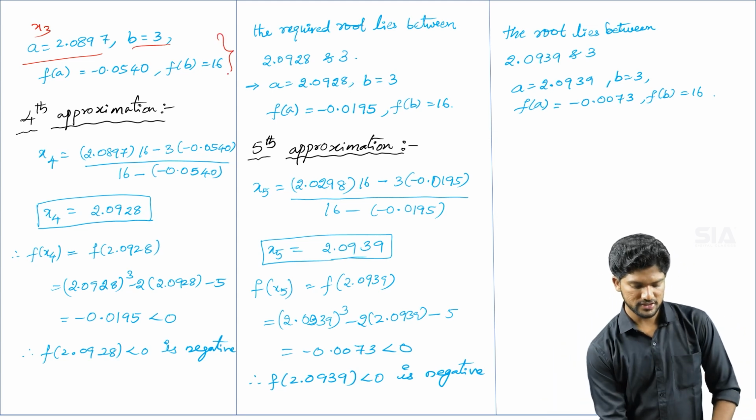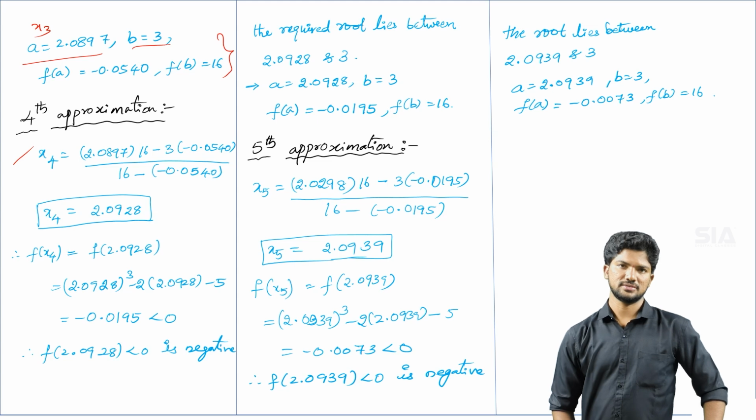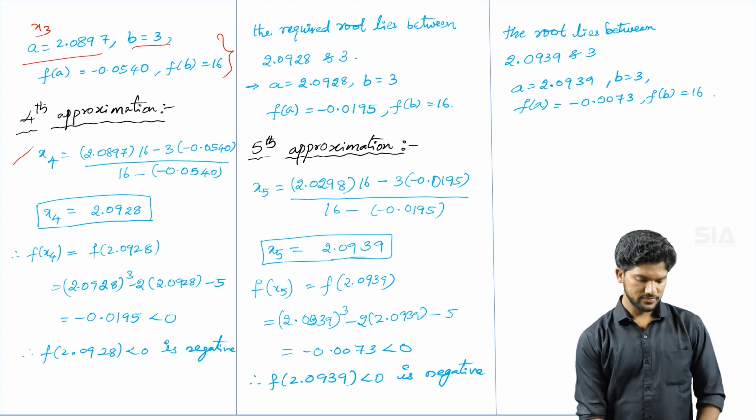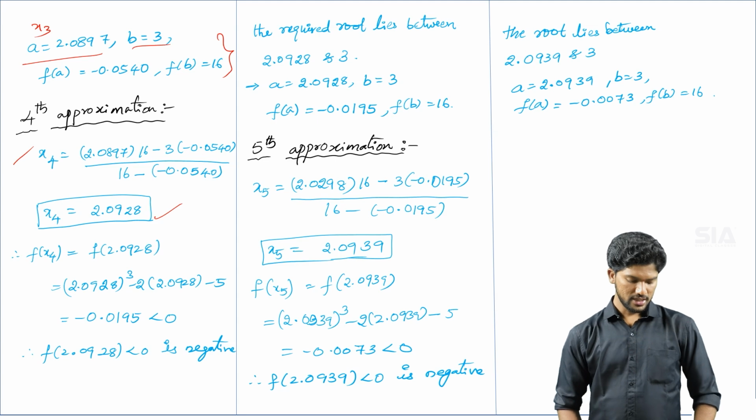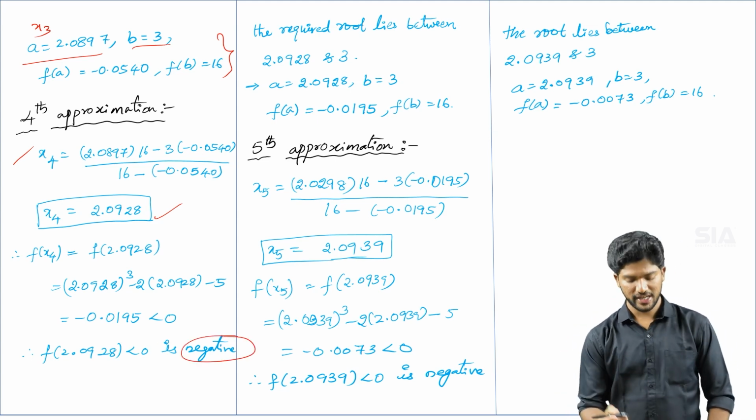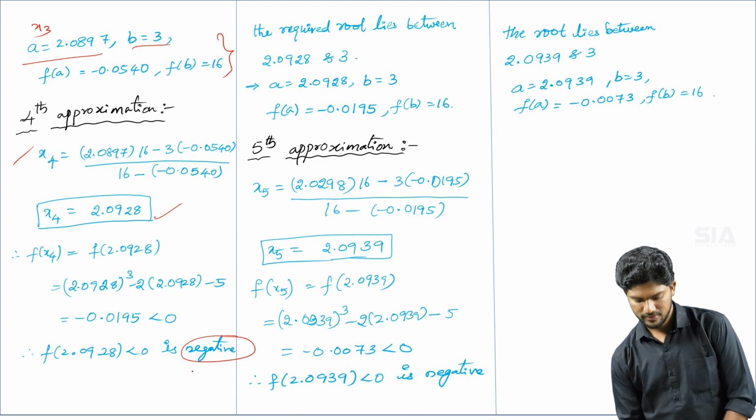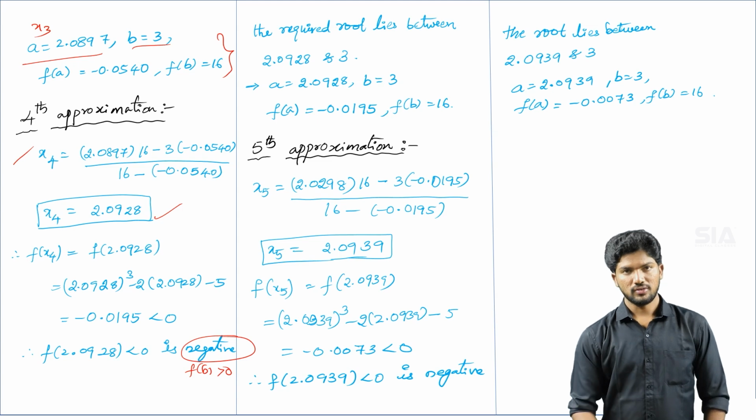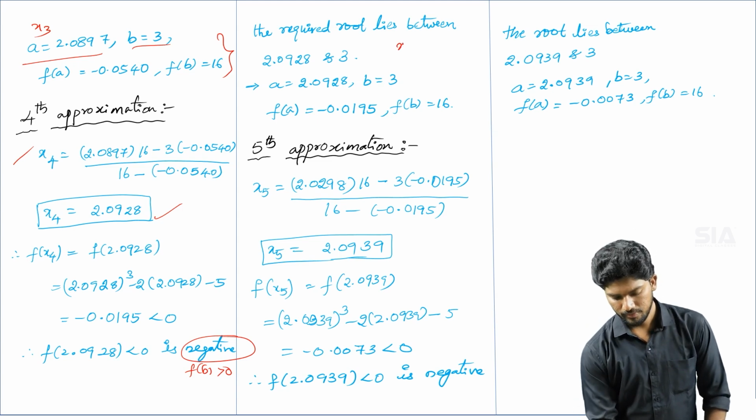So with the help of these values, again you can take the fourth approximation. So in the fourth approximation also we will get x4. Okay, x4 is equal to 2.0928. f of x4 also again negative. If you see the positive value, f of b greater than 0. So therefore the required root lies in between x4 and b.